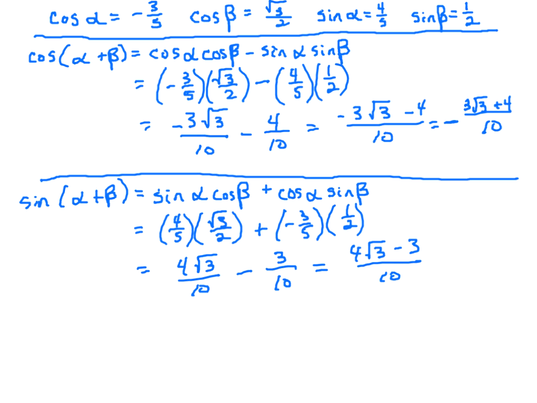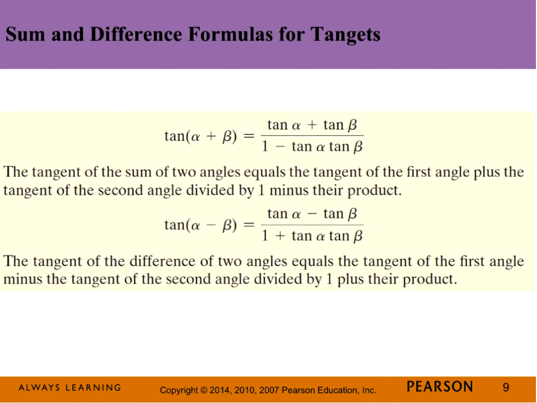We have one more problem to look at after we gain a little bit of knowledge on sum and difference of tangent. Okay, so here are the formulas for tangent. We have the tangent of alpha plus beta is equal to the tangent of alpha plus the tangent of beta divided by 1 minus the tangent of alpha times the tangent of beta. And the only difference with the difference of tangent is that you have subtraction in the numerator and addition in the denominator. So your signs change positions there for the tangent difference formula.